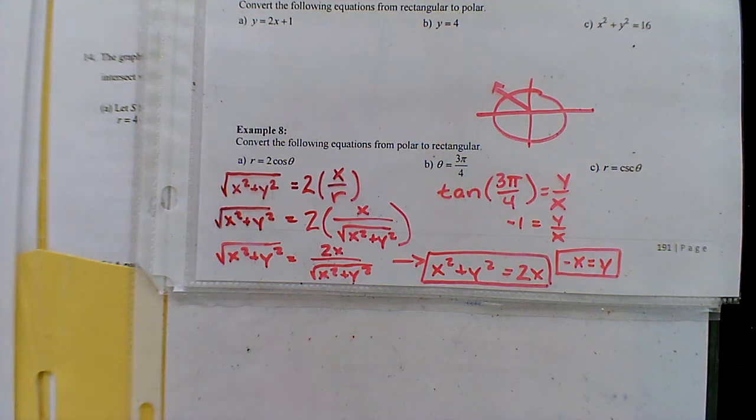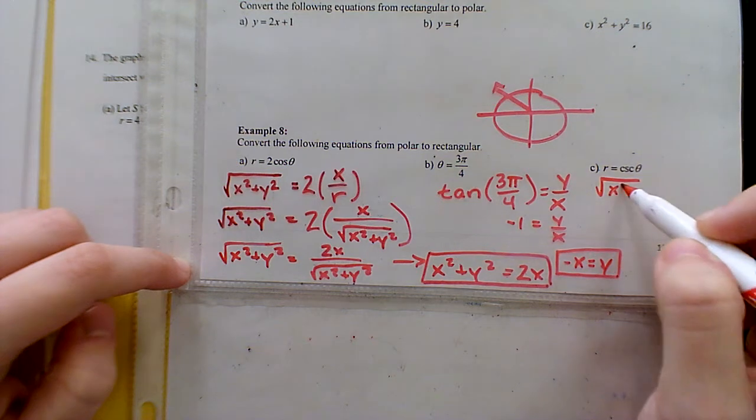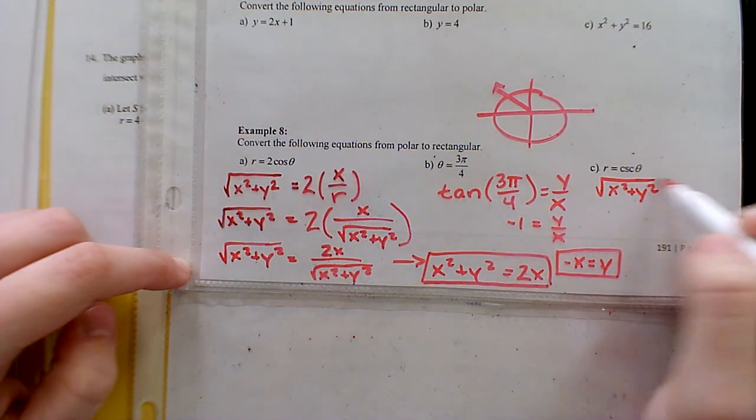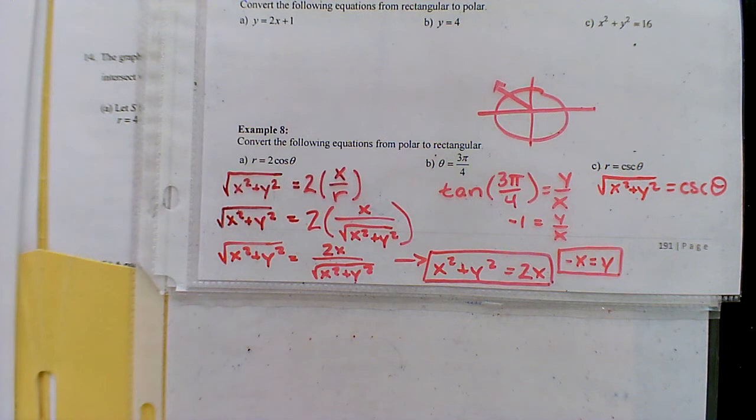All right, what about the third one? r equals cosecant theta. Any ideas? Okay. So that got rid of the r. Somehow we've got to get rid of the theta.